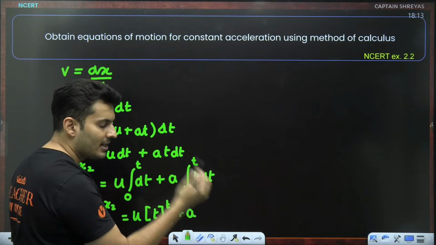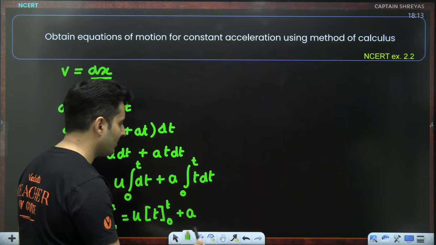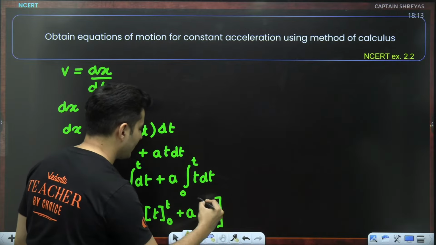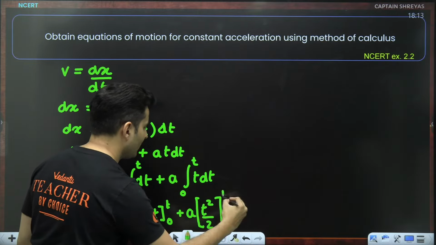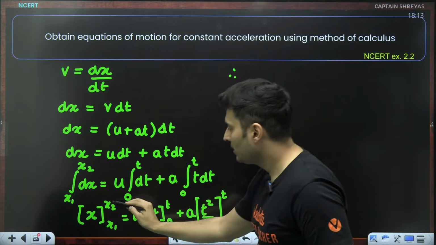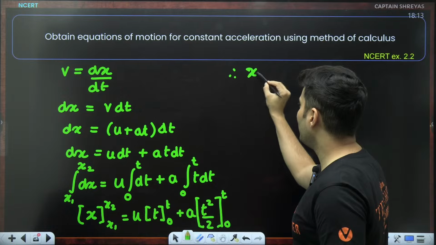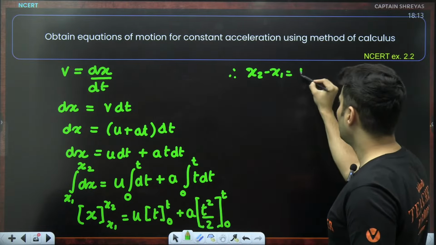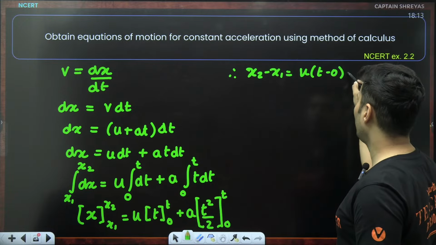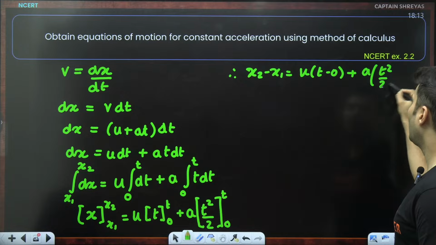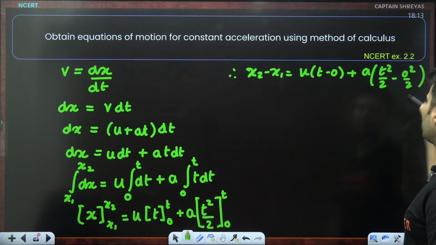Integration is x raised to 1 plus 1 by 1 plus 1. So it will be t raised to 2 divided by 2 using the x raised to n formula. This is 0, this is t. Now, what will I get over here? First put x2, then put x1. So it will be x2 minus x1 is equal to, then put t, then put 0. So u into t minus 0 plus here a, then put t, and then put 0. This is what I'll get.